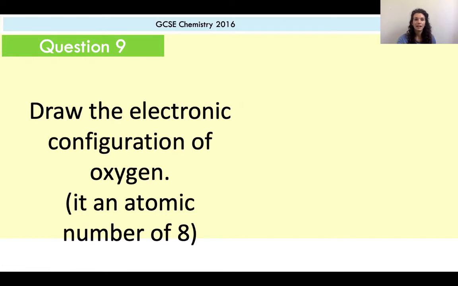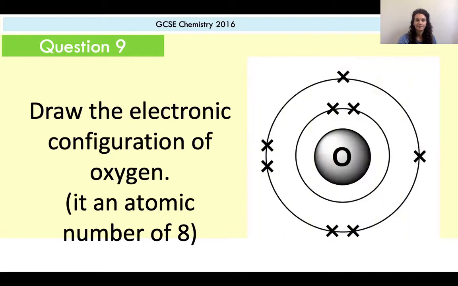Okay, draw the electron configuration of oxygen. So draw me an atom of oxygen, and its atomic number is 8. Here we go. So 2 electrons in that first shell, and then 6 in the outer shell. As long as you've got 6 electrons, it doesn't really matter where you put them, but traditionally you would draw 2 pairs and then 2 separate ones.